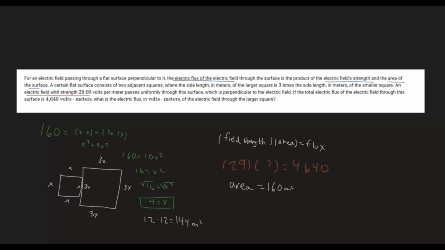So now we have the total area of this larger square, right? And so now that we have the area, we know that because of this relationship up here, it told us that the total electric flux is going to be the product of the field strength, which we already know is a constant 29, because that's volts per meter, right? Times the area of the surface, right? So what we can do here is just very simply 29 times 144. And 29 times 144 will give us a final value of 4,176 volts times meters as our final answer.